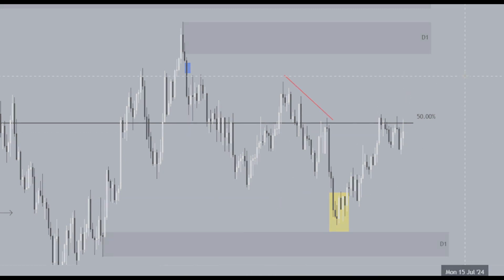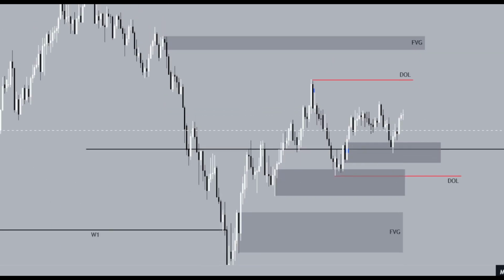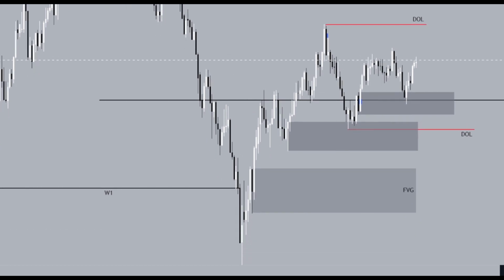Now if we head over to the GBPUSD weekly time frame, I think this market is quite clear in its intentions. A little bit clearer than the EURUSD, and here's why.